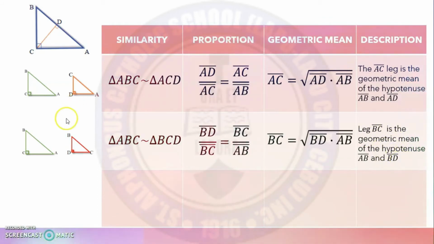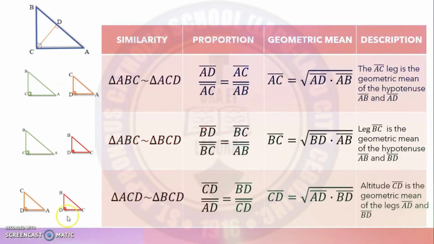Okay, and according to corollary 1, the altitude CD, which is this one, is the geometric mean of the two segments it divides, and the two segments it divides are BD and DA, or AD.